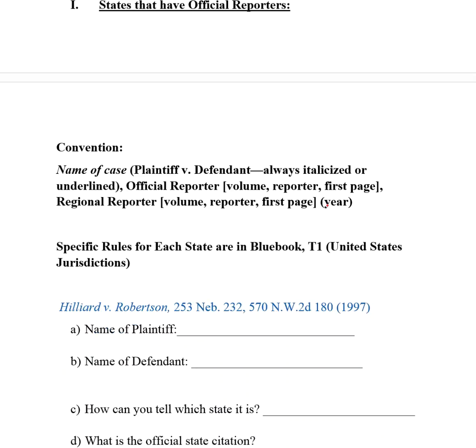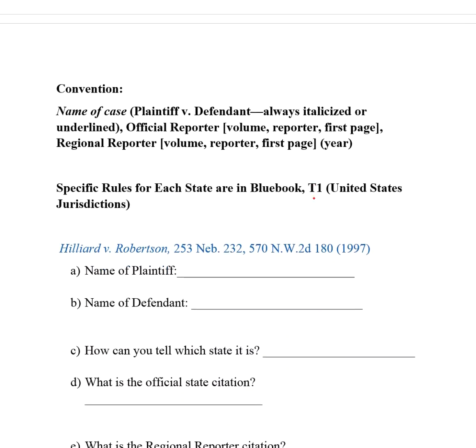So the convention for those kinds of cases, and convention means the way it's usually done, is you have the name of the case, plaintiff versus defendant, which is always italicized or underlined. You have the official reporter, which is the reporter with the name of the state in it, volume, reporter, and first page. You then have the regional reporter, volume, reporter, and first page, and then you have the year. Please note that specific rules for each state are in the Blue Book in T1 for United States jurisdictions, so just use this as a general guide.